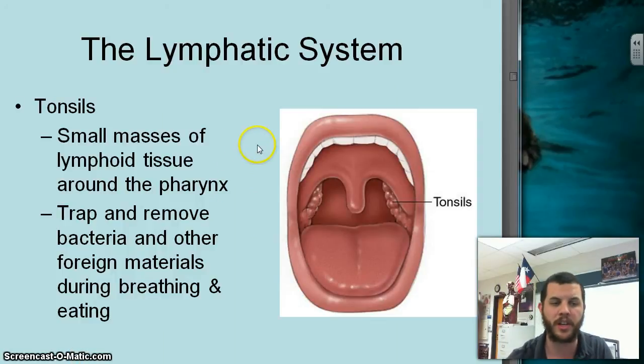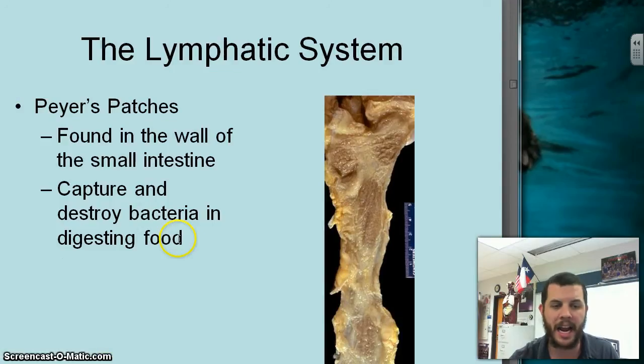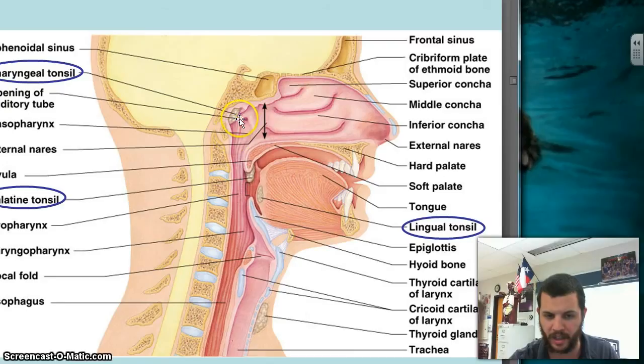Tonsils, as we learned in our digestive unit, are small masses of lymphoid tissue, which are found in your pharynx. These are going to trap and remove bacteria and any other foreign materials which can enter in during breathing or eating. And we've seen this picture before. Here's a set of tonsils.